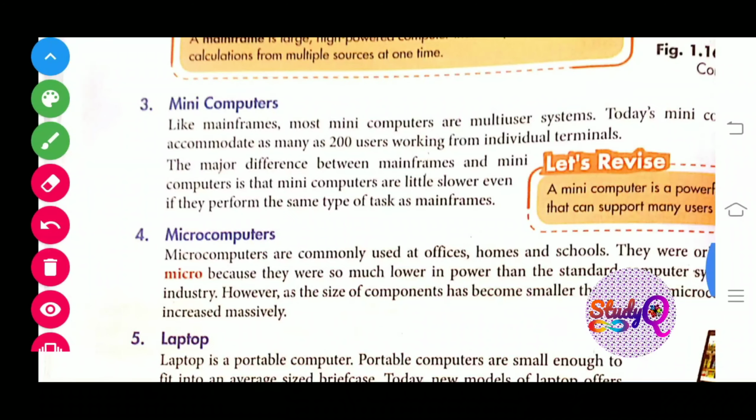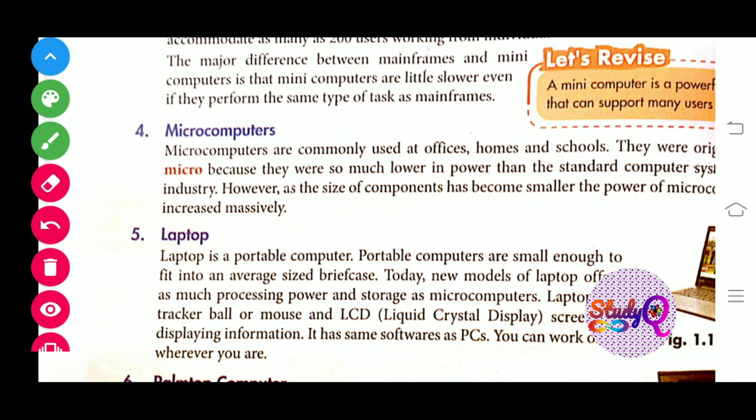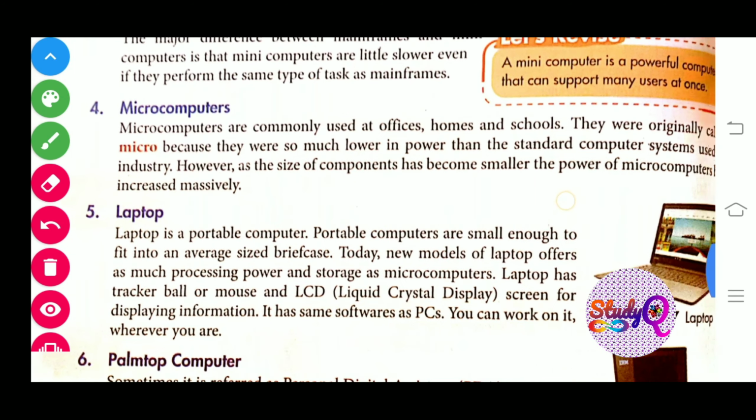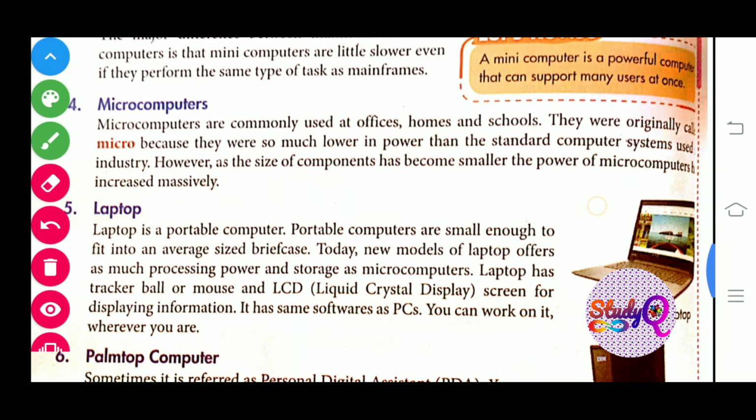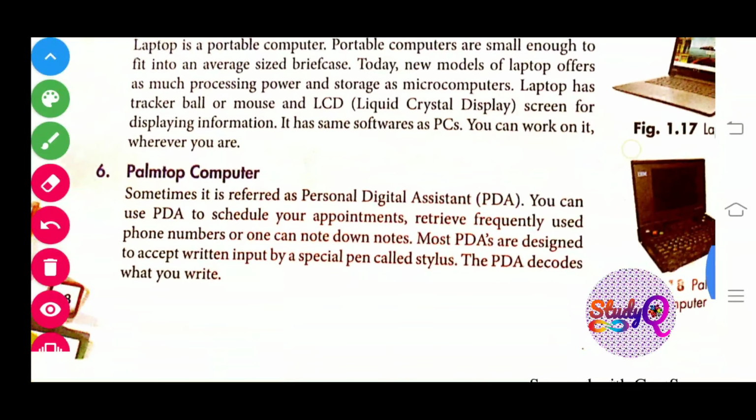Okay, now minicomputers. Like mainframes, minicomputers are multi-user systems. Today's minicomputers accommodate as many as 200 users working from individual terminals. Okay, students, now microcomputers are there. Microcomputers are commonly used at offices, homes, and schools. They were originally called micro because they are very small in size. Okay, so you can learn easily. Laptop, everyone knows, palmtop.